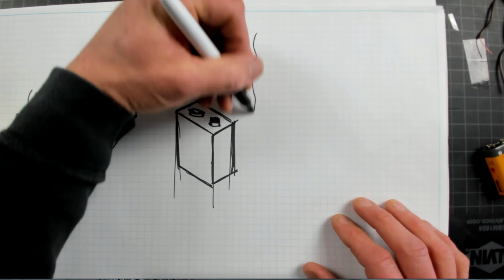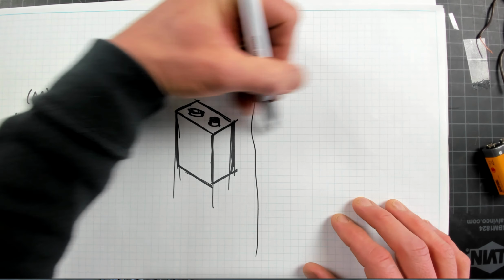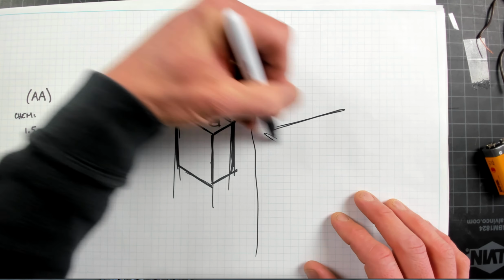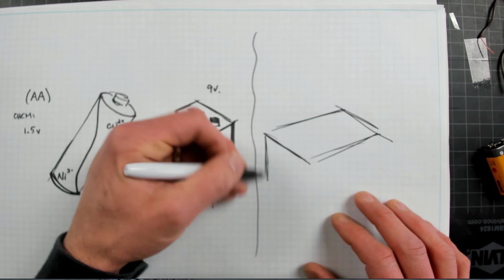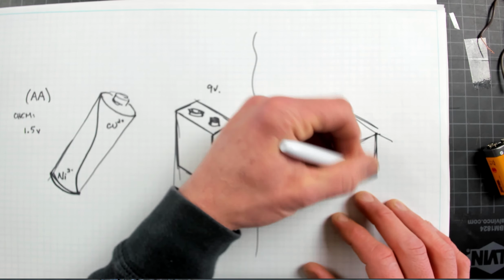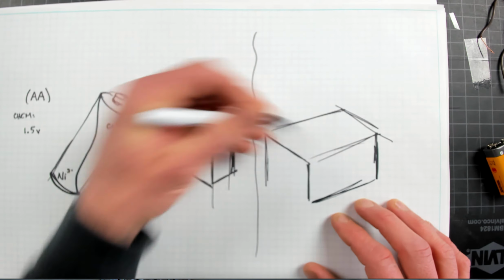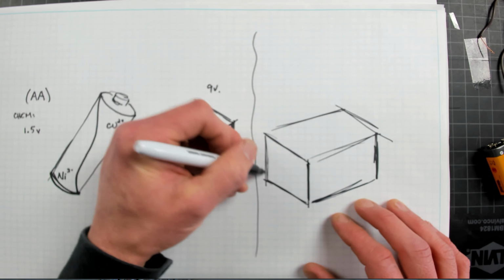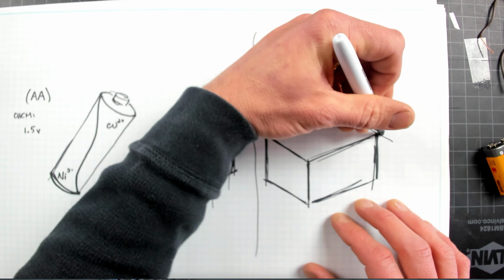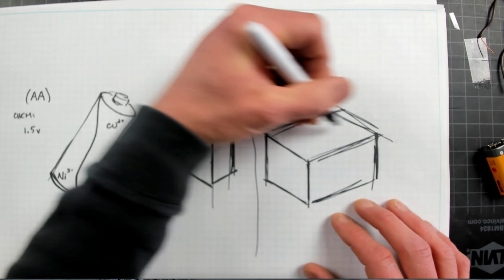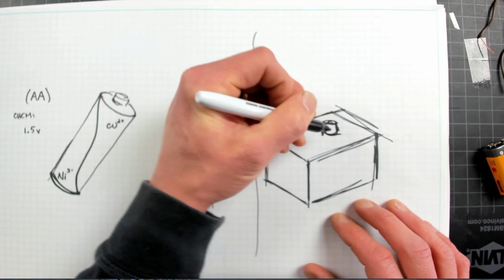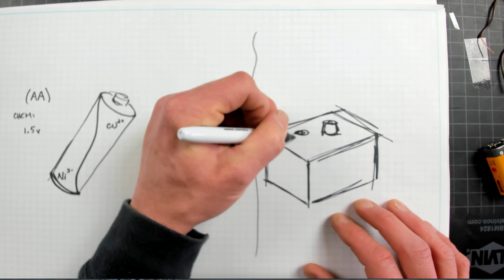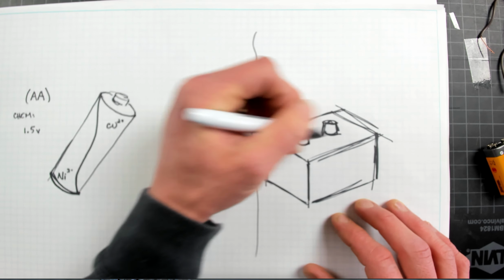The size of this is much different. This battery is as big as a shoebox or bigger, and you pick these up at the auto store. Sometimes this type of battery will die, and you'll have to jump start your car. It's car batteries, right?